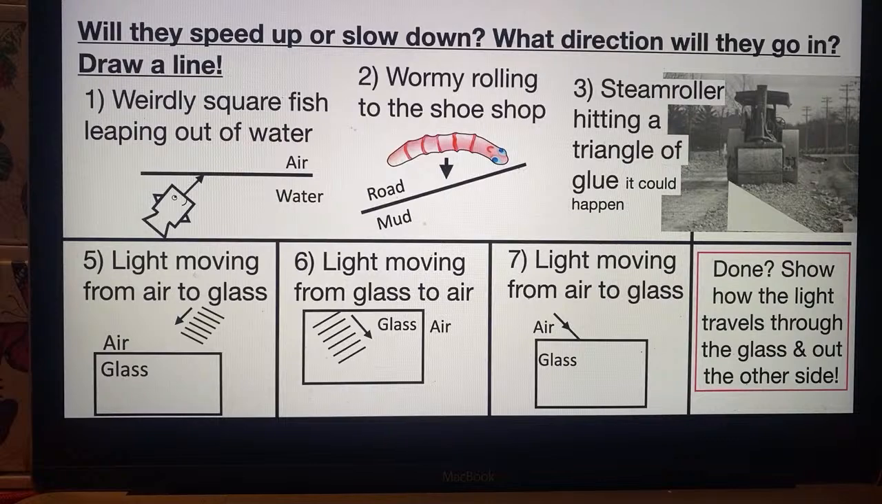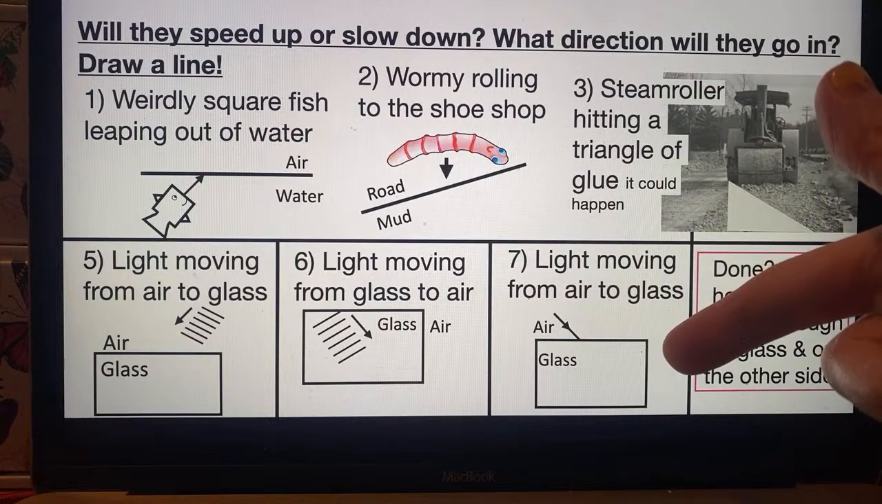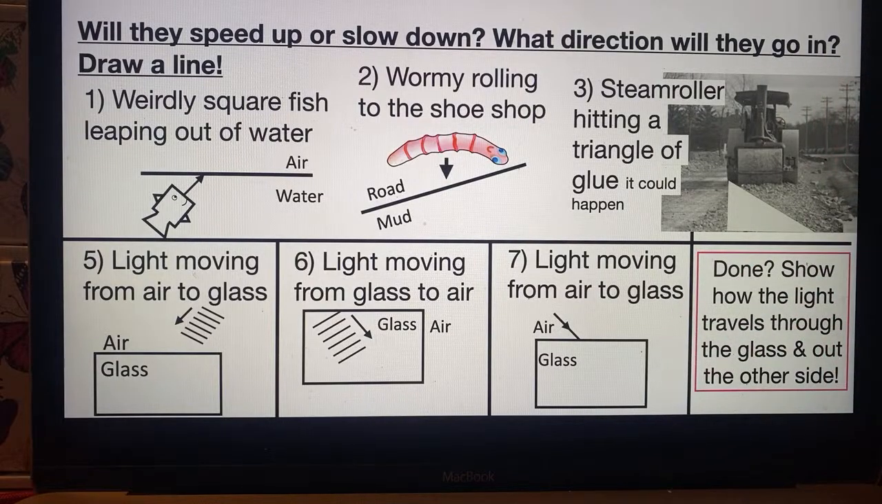Have a go at this for me. Hopefully it starts off quite easy, and then it works up to questions that you might actually get at IGCSE. I've got a few different situations here, and I want you to tell me, will the thing speed up or slow down, and which direction will it go in, and can you draw a line? So, number one, a weirdly square fish leaping out of water, going from water into air, from the bottom left of the screen towards the top right. Is that fish going to speed up or slow down? It's going to change direction, but which direction is it going to change direction towards?